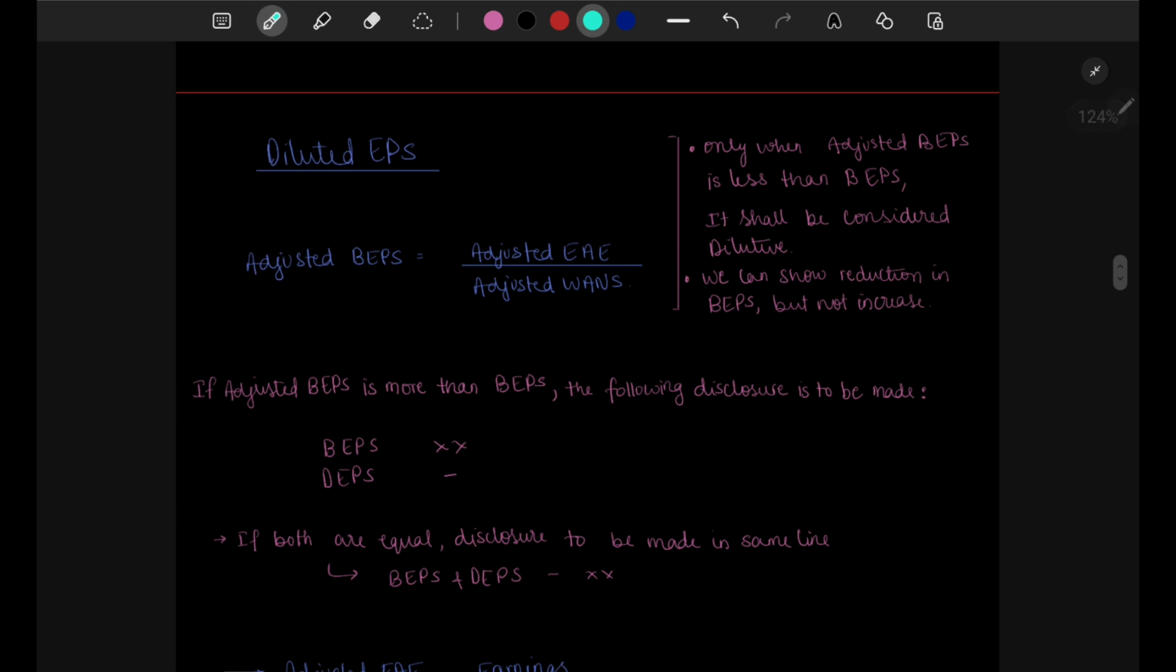Next, in case of diluted EPS, what does diluted EPS mean? Diluted EPS takes into consideration any potential equity shares. Suppose there are any convertible debentures or convertible preference shares, you will have to give effect to them as though they were equity shares, as though they have already been converted into equity shares in the current year itself. That is the effect you will have to give while calculating diluted EPS.